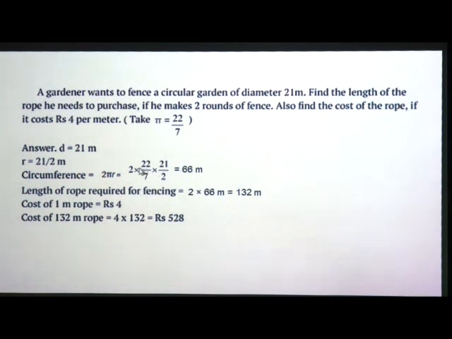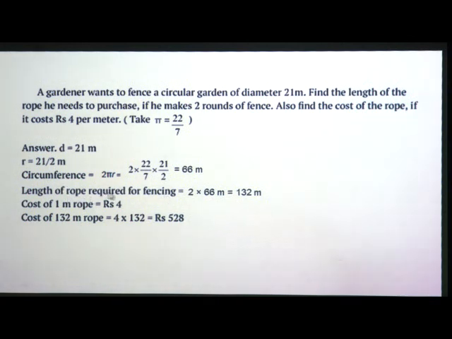Now, it is easy to reduce. Yes, here 2 will get cancelled, 7 ones are 7, 7 threes are 21, so 22 threes are 66. The unit is given as meter, so we have to write it in meter. The 66 meter is nothing but the circumference of the circular garden. What is the length of the rope required for fencing?